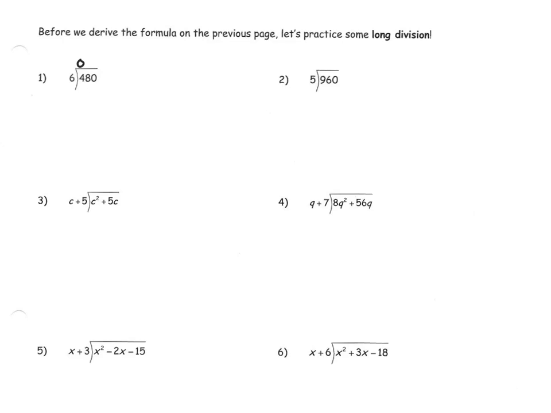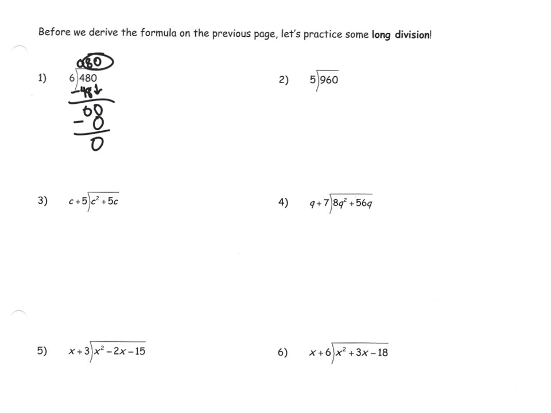Does 6 go into 48? It does. It goes into 48 8 times. So we subtract out 48, because 6 times 8 is 48. Does 6 go into 0? It goes into 0 0 times. So we're left with 0 as our remainder. So 6 goes into 48 80 times.